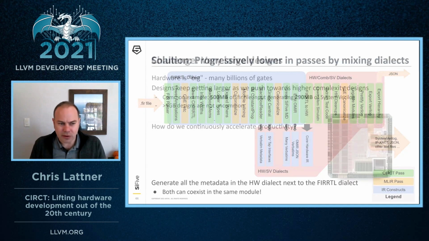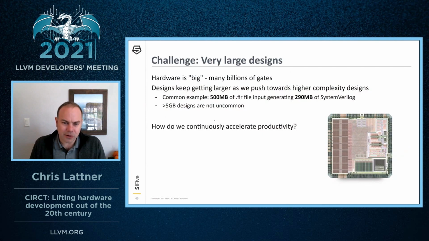Now, another challenge we face is that we are pushing MLIR to its performance limits, and this is because hardware is big. It's very typical for us to have half a gigabyte of FIRRTL text input into our compiler, which then generates 300 megabytes or so of SystemVerilog output. Having 5 gigabytes of input batch is not uncommon, and so we face this question of how do we make our developers more productive.